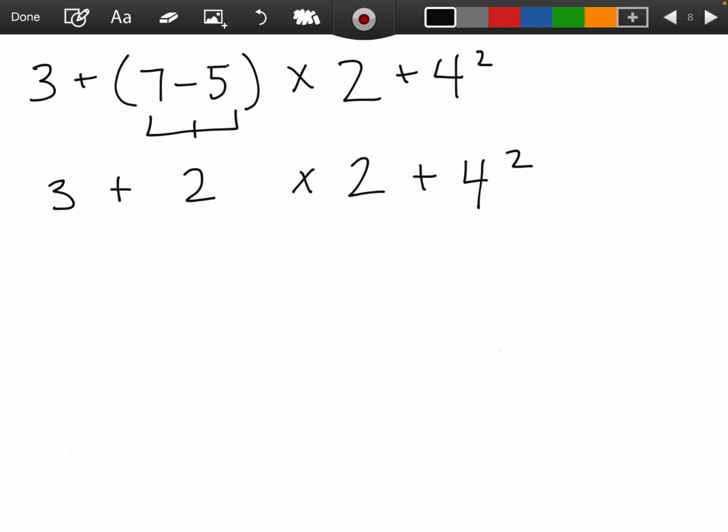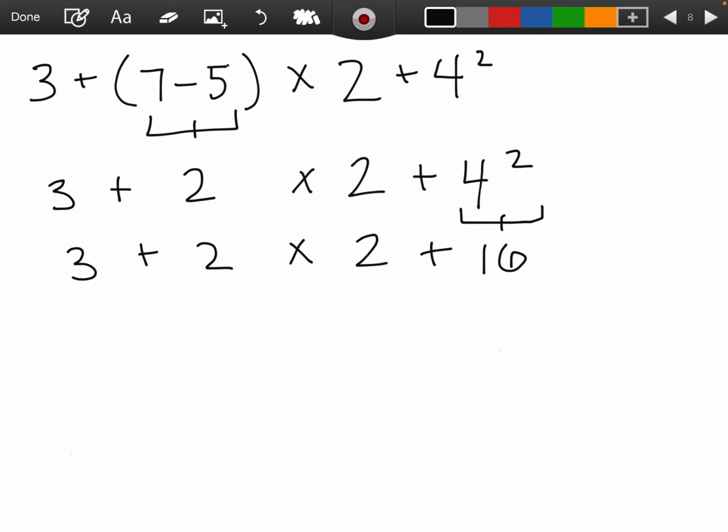Okay, we're done with parentheses and brackets. Now we move on to exponents or roots. We do have a number with an exponent, so let's simplify that. 4 squared, 4 times 4, 16. Bring down the rest of your numbers. And we have 3 plus 2 times 2 plus 16.